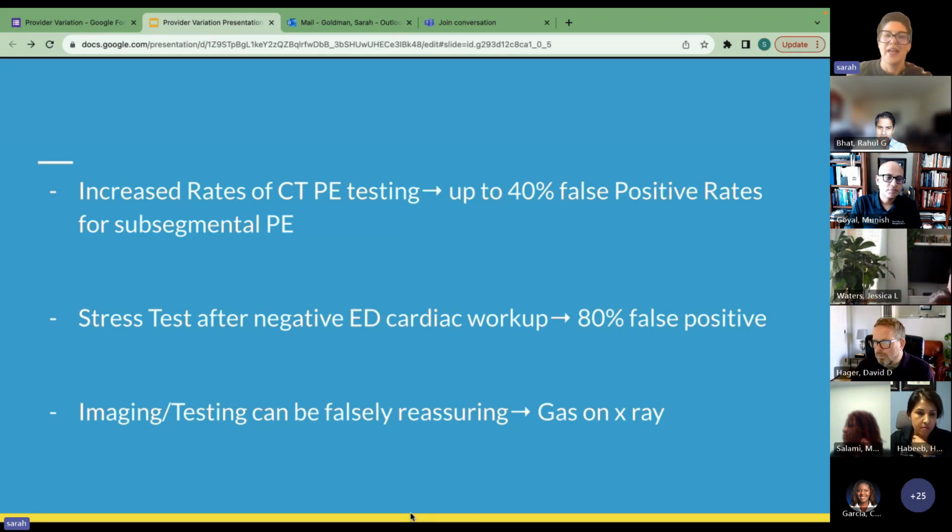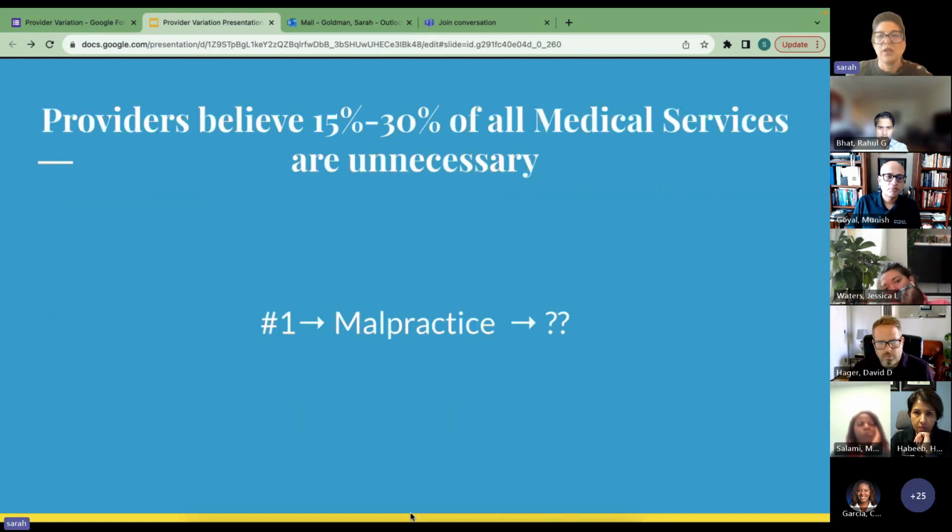And then also important, I think, to mention is that imaging and testing can actually also be falsely reassuring. We have patients come in, for example, with really bad cellulitis. We're wondering, is this necrotizing fasciitis? We get an x-ray, there's no gas, we send them home, and we were wrong, right? Because what is actually the sensitivity of gas on an x-ray? It's low.